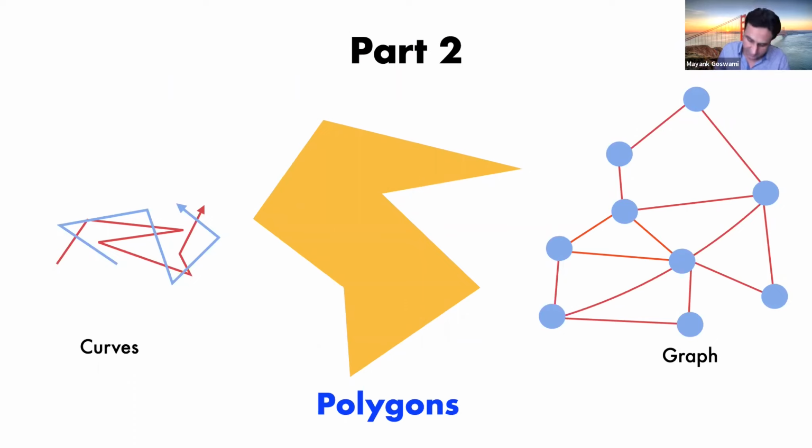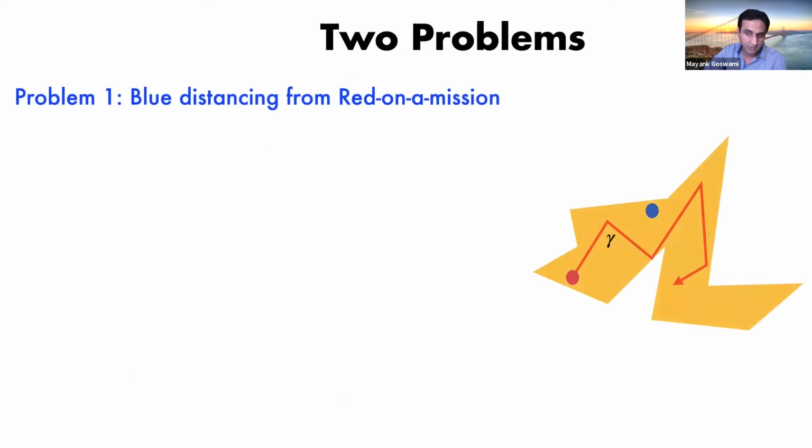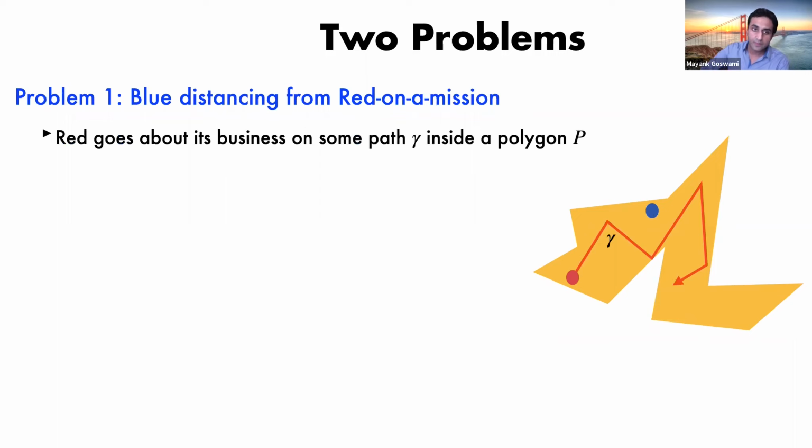The last two parts, I won't have proofs. I'll just give a summary of the results in our setting for the polygons and our setting for the graph. So for polygons, you have a polygon shown here in yellow, and we've got two versions. The first version is you have red going about its mission. Red's mission is this path gamma that red is traveling, and blue is just trying to stay away from red. Blue is not on a mission. So red's path is gamma inside some polygon P.